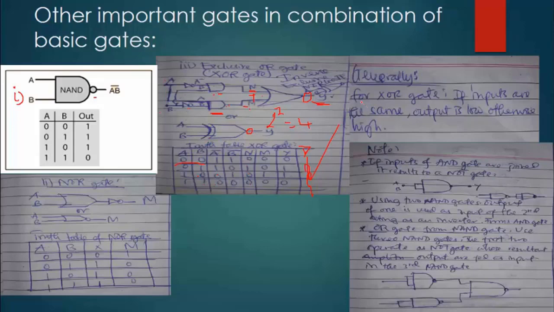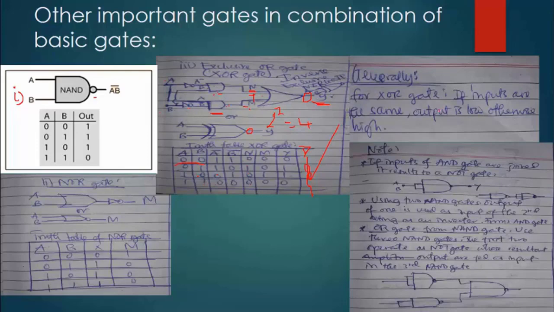Okay? Generally for an XOR gate, if inputs are the same, output is low, otherwise high. So whenever they are the same inputs, remember the inputs are these ones here. These are intermediate inputs, but the main inputs are these ones. So you look at the beginning, not the ones in the middle. The beginning is what determines the number of rows, because those are the inputs. Okay? Yeah.